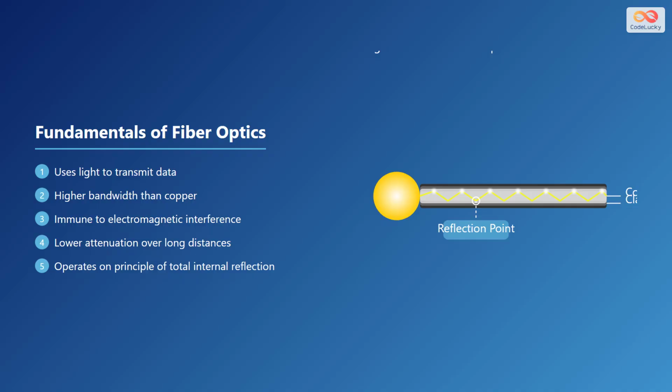Let's explore the fundamentals of fiber optics. First, fiber optics use light to transmit data. Second, they offer significantly higher bandwidth compared to traditional copper cables. Third, optical fibers are immune to electromagnetic interference, ensuring a clearer signal. Fourth, they experience lower signal loss, also known as attenuation, over long distances. Finally, fiber optics operate on the principle of total internal reflection, which keeps the light signal contained within the fiber.